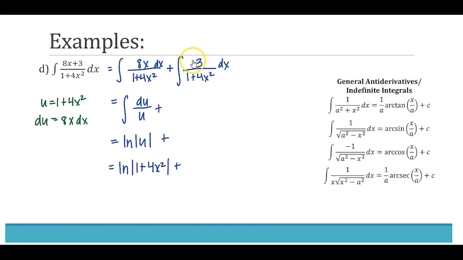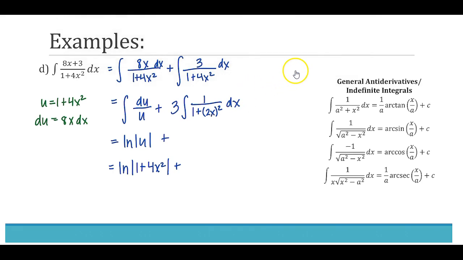Now I have just a constant on the top, which is nice because I can think about just pulling it out to the front. So I have like a 1 over 1 plus 4x squared, which is now starting to look like this arctangent formula. But instead of having just a single variable squared, I have 4x squared. So I'm going to need to do a little bit of rewriting. I'm going to think about this as 3 times the integral of 1 over 1 plus 2x as a quantity squared dx.